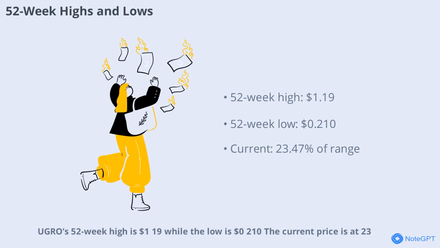UGRO's 52-week high is $1.19, while the low is 0.21. The current price is at 23.47% of the range between these extremes, indicating it's closer to the lower end of its yearly range. This context helps traders gauge potential upside and downside. Stocks trading near their lows can be attractive for value seekers, but also carry risk if the downtrend continues.